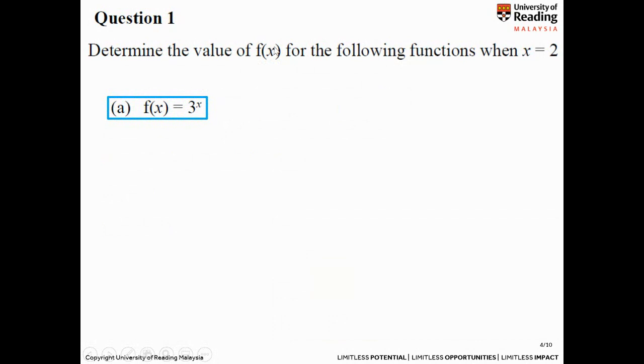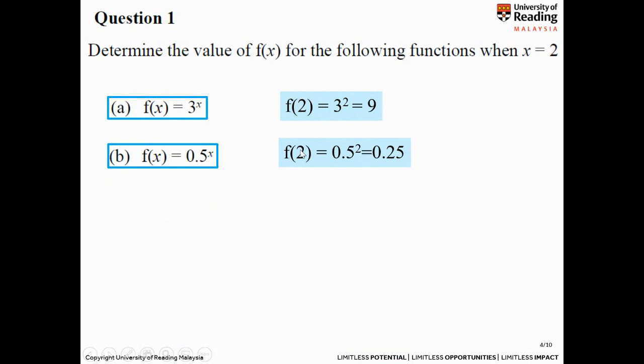So determine the value of f of x for the function when x equal to 2. So you sub in 3 to the power of 2. So I'm sure you can get it mentally. That is 3 squared. 3 squared is equal to 9. So 0.5 to the power of 2. So you sub in, you shall get 0.5 squared. You use your calculator or you work out mentally, you shall get 0.25.